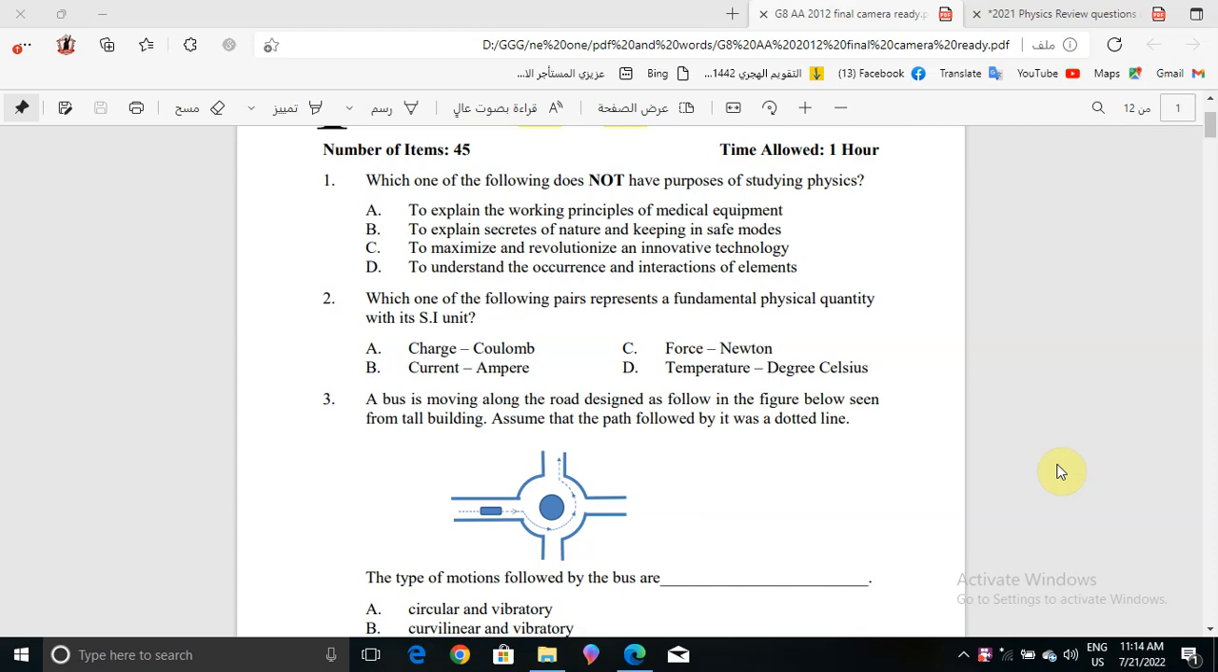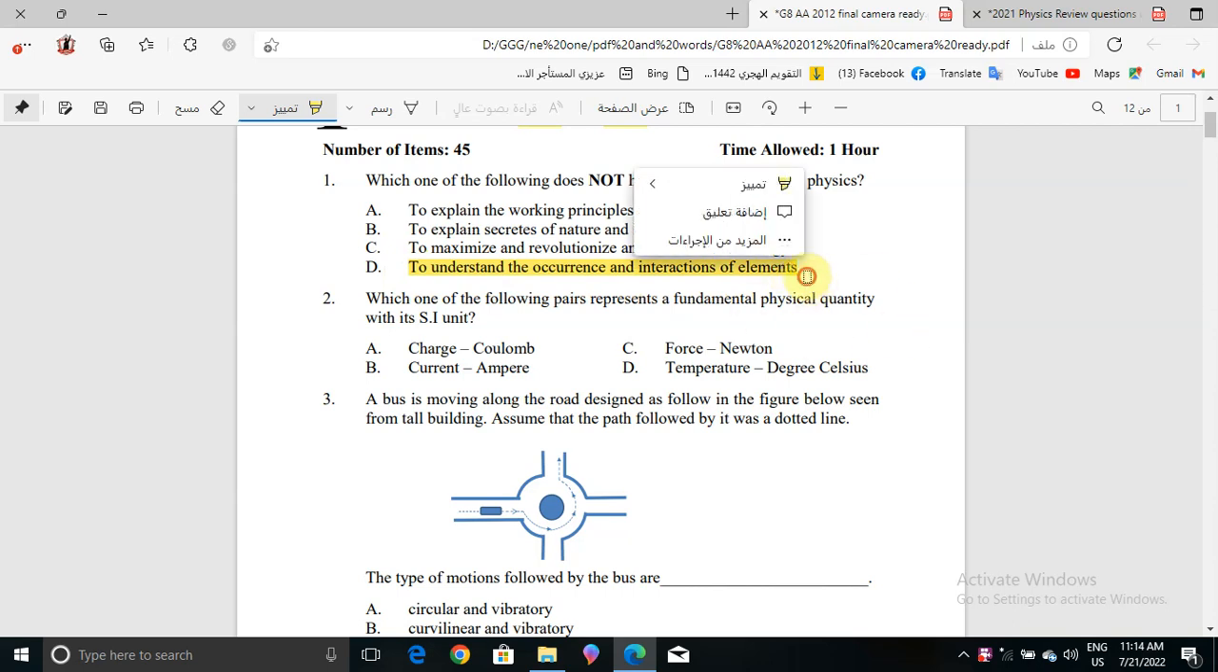I'm Jan Ahmed, and today's model is physics, from June 2020. In the first question, it says which one of the following does not have purposes of studying physics? To explain the working principles of medical equipment, or to explain secrets of nature and keeping in safe models, or to maximize the revolutionize as innovation technology, or to understand the occurrence and interactions of elements. Yes, the last one is the correct answer, which is to understand the occurrence and interactions of elements.